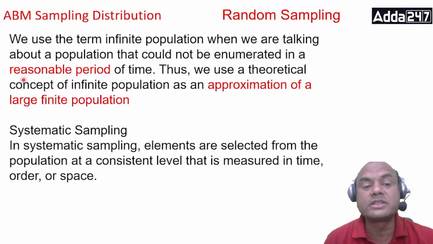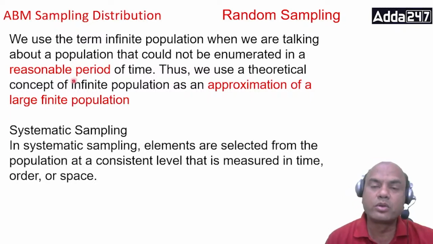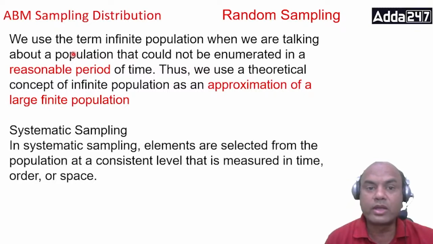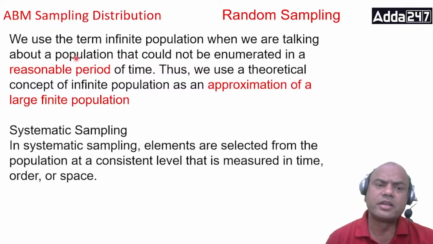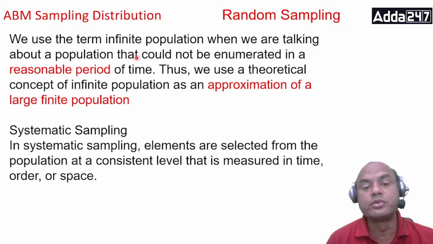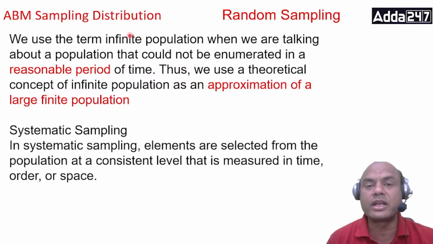But if I ask you a separate question, now the same 1 lakh population, I'll tell you to do the survey in, let's say, 10 years. 1 lakh in 10 years. Then it doesn't become an infinite population because the time period is huge. That's the logic. So there is nothing called absolute infinite or finite over here.